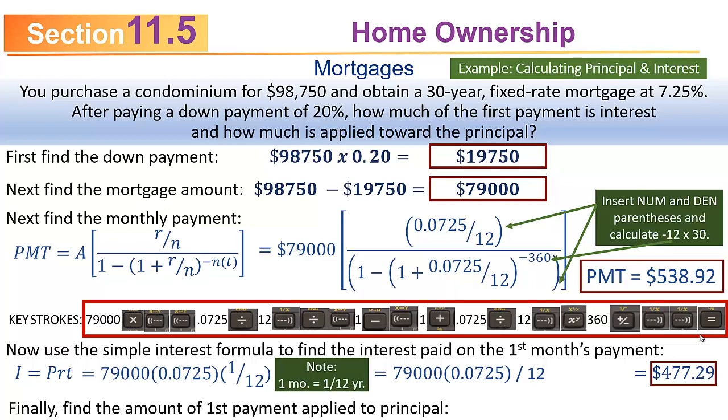Finally, we want to find the amount of the first payment applied to principal. Well, it's just the rest. Whatever's left over after you take that $538.92 and pay the bank its interest due, which is $477.29, you've only reduced your principal by $61.63. So in the first few years of paying off a mortgage, you're not reducing the principal very much. It takes several years to make a significant dent in the amount you owe the bank. It's a little shocking when you first see it.